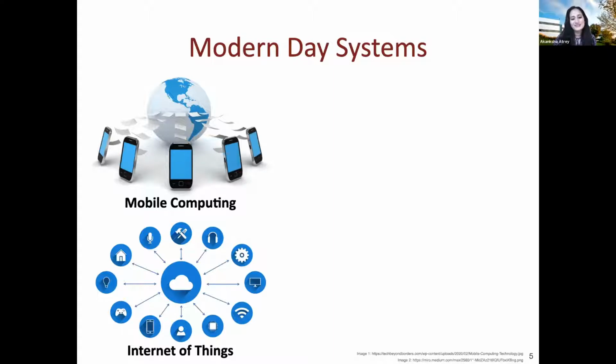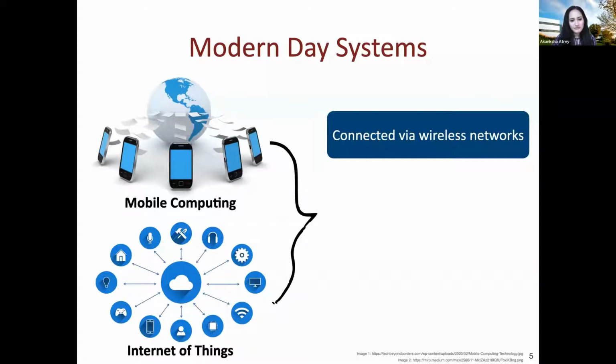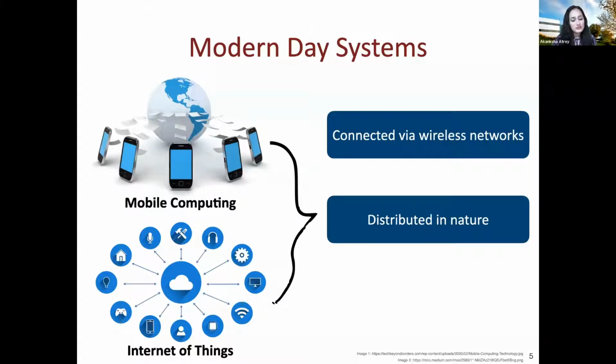So what are some characteristics of these? One, they are connected via wireless networks, that's how they communicate. And I would say they're more connected than ever before, because now the Internet of Things is also communicating with your phone. You can do a lot of things with your phone. And so there's inter-cross communication, essentially.